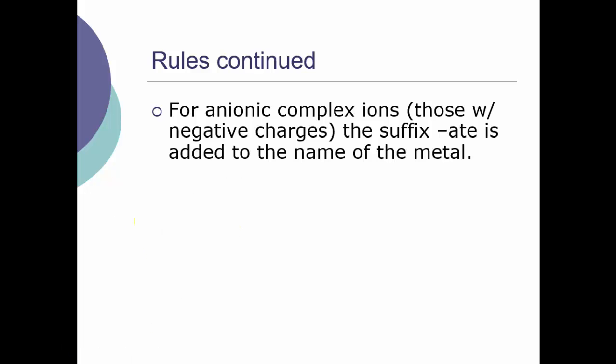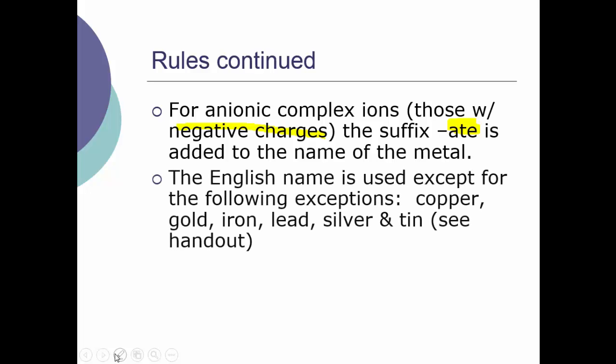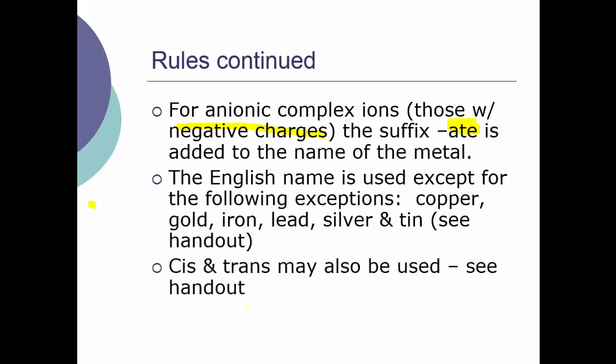For anionic complex ions, those with negative charges, we've already seen this, but the overall suffix of "ate" is added to the name of the metal. Okay. And the English name is used except for the following exceptions. You've got copper, gold, iron, lead, and silver, and tin, and we'll see some of those in the handouts as well. We go back to their Latin names. Cis and trans may also be used, and you'll see this in Sapling as well.